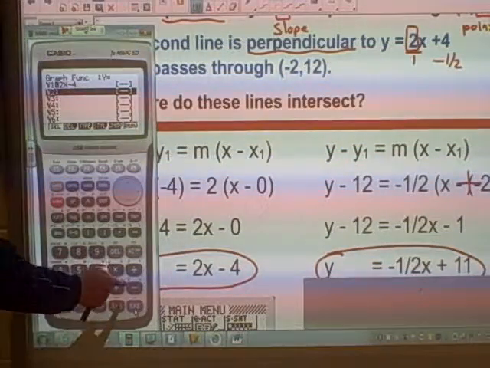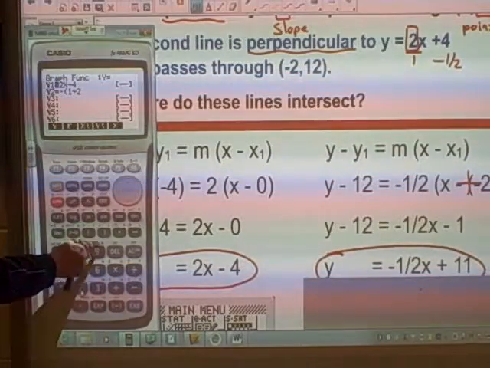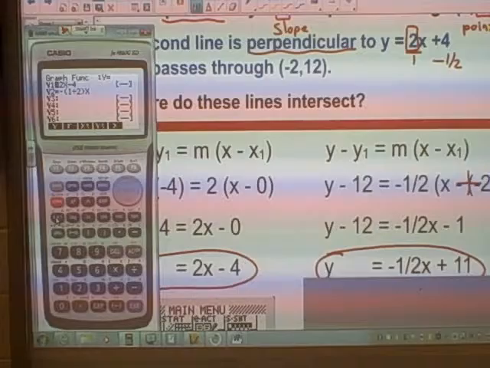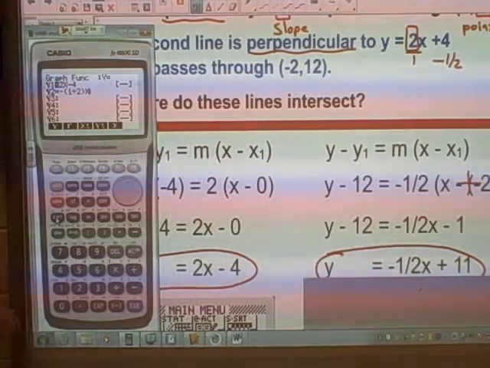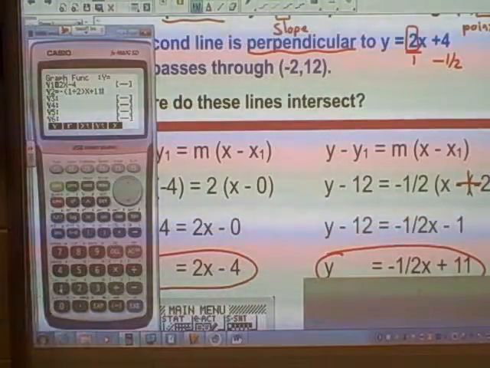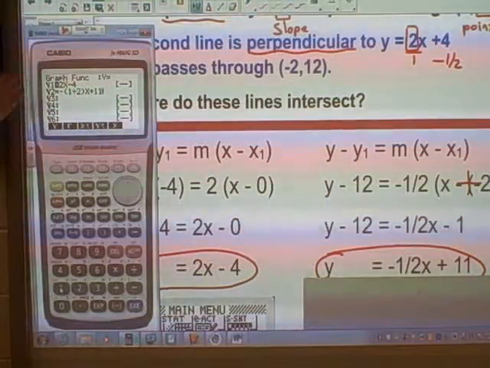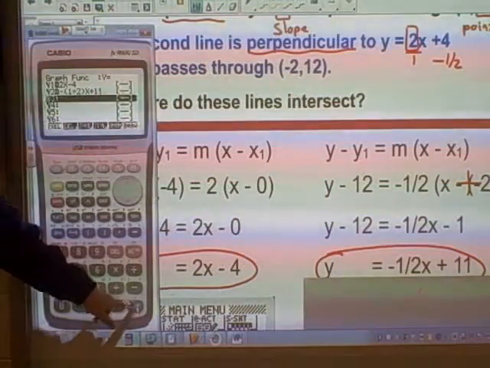And as I'm entering this one, I might want to put parentheses around this one. So 1 divided by 2, x. And what we don't want to do is do 1 divided by 2x. We want to do 1 divided by 2 and then times it by x. So that's a good way around that problem. Plus 11. Another clever way is enter it as a decimal. 1/2 is 0.5. So we could put negative 0.5x here as well. Once we've got both entered, we press execute.